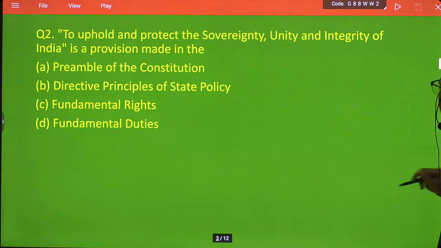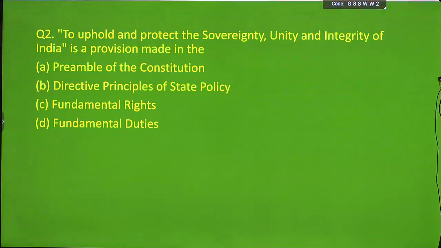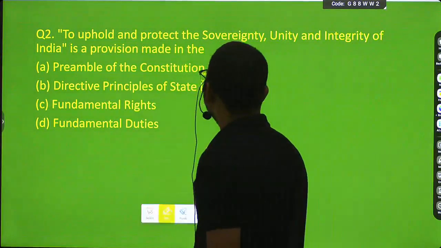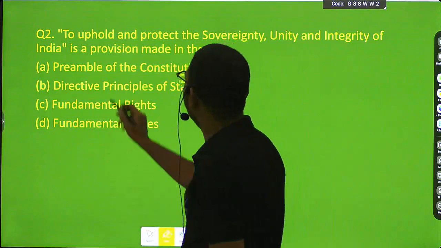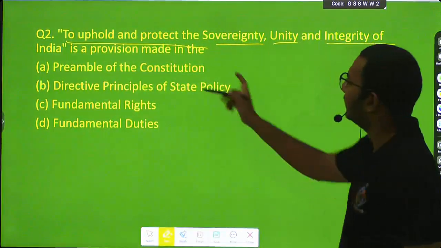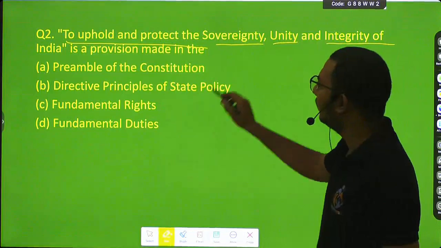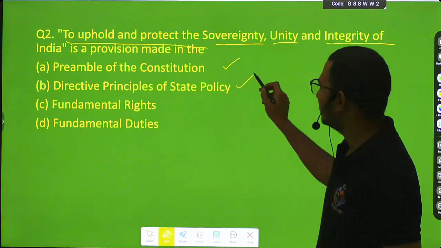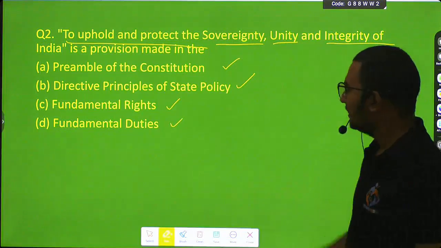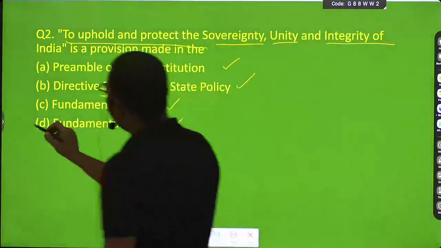Okay, see, now this is your second question. So what it is saying is: to uphold and protect the sovereignty, unity and integrity of India, is provision made in preamble, directive principles of state policies, fundamental rights or fundamental duties. Okay, see, actually it's a part of fundamental duties.